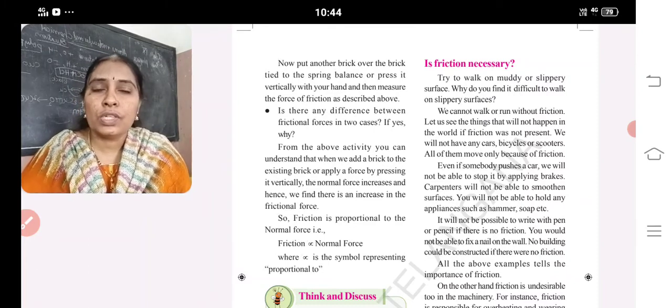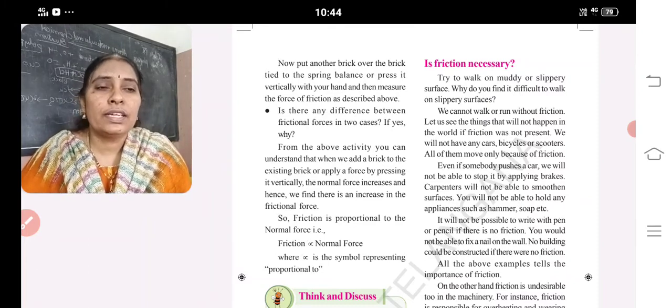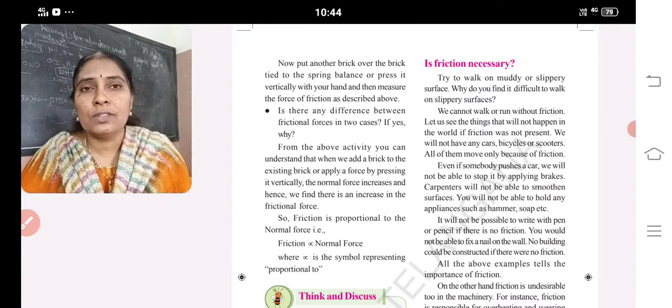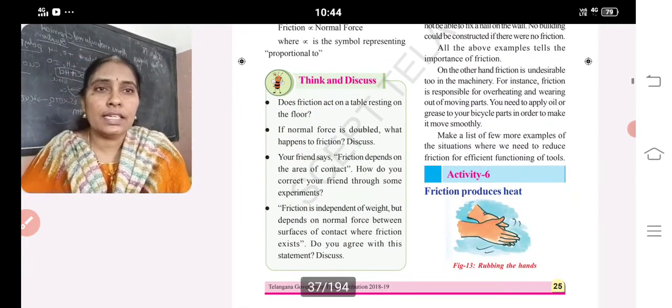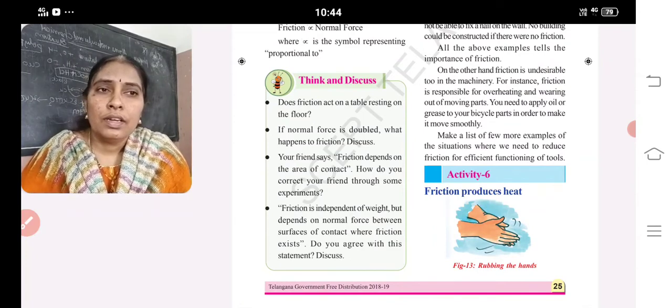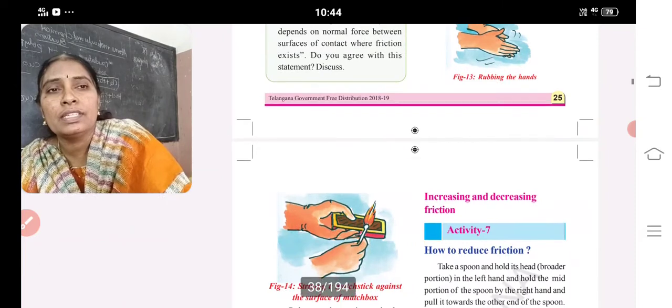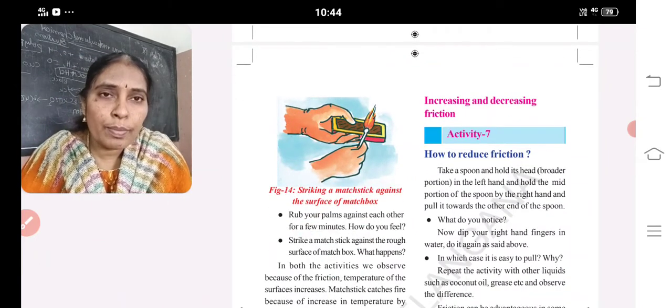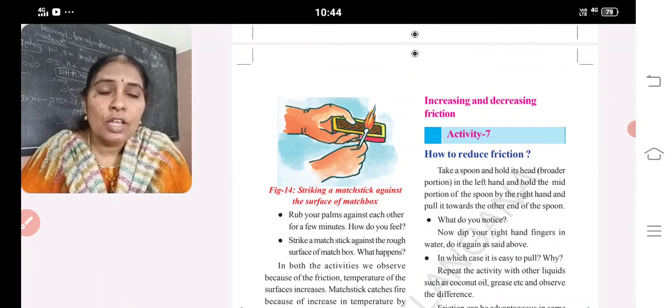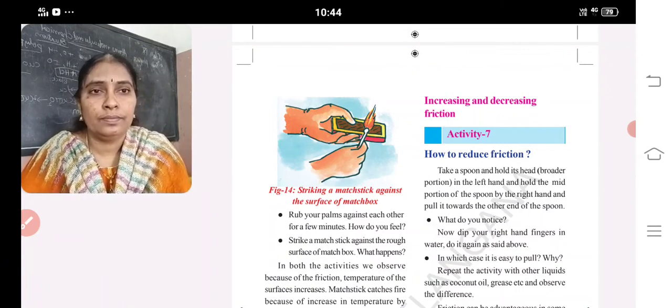So friction is most important, and there are advantages and disadvantages of friction also. Friction produces heat. Yes, definitely. Continuously rubbing the hands, does it produce heat? Yes. And a matchstick, when it rubs against the side of the matchbox, produces heat. So from this we can say that friction produces heat.